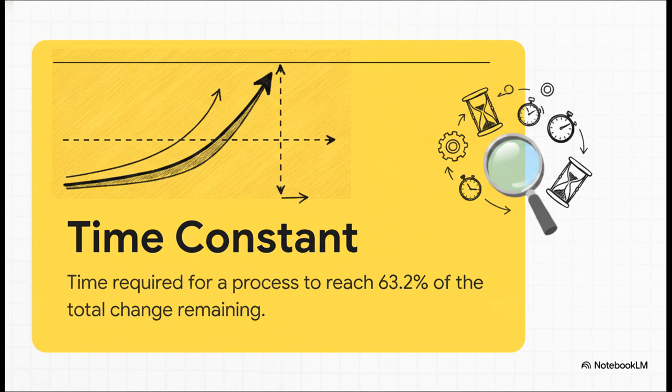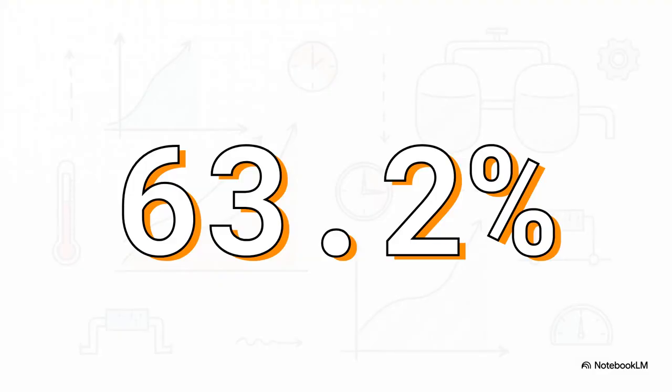Now, if a system just kept changing at its absolute maximum initial rate, it would hit 100% of its target in exactly one time constant. But because the rate of change is constantly slowing down as it gets closer to the target, it naturally tapers off.